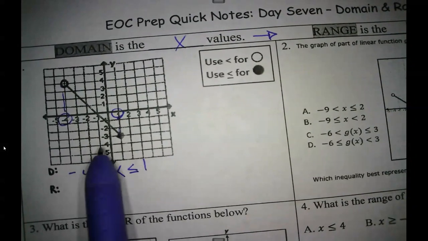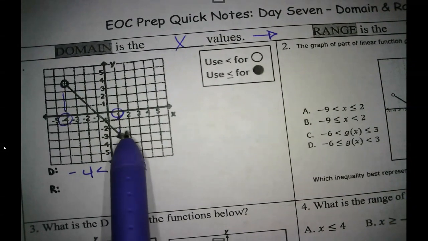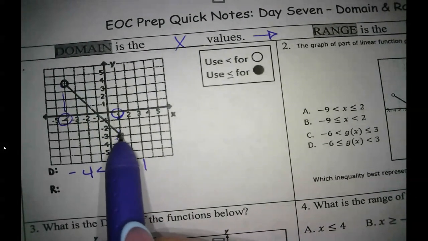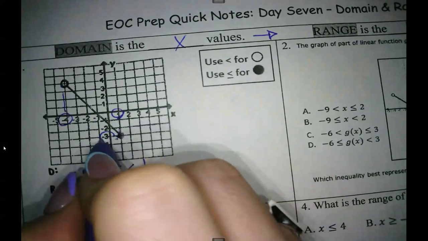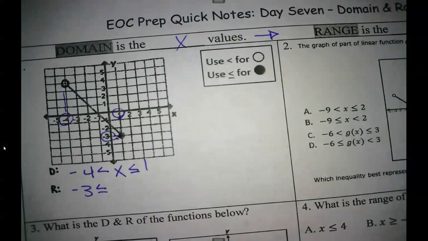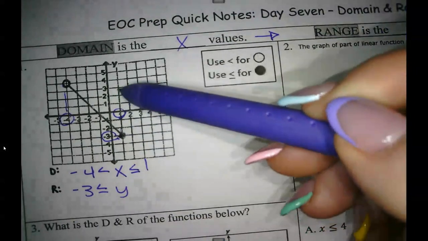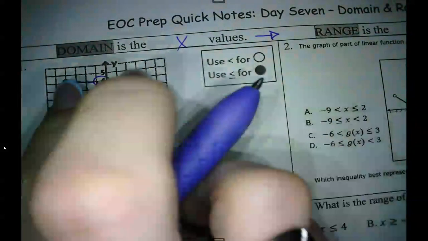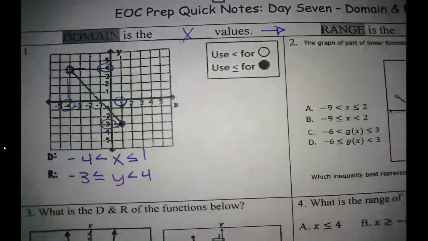We're going to do the same thing with our y's, starting at the bottom, working our way up. This is the bottommost value, and I look at the y-axis now, that's -3. We got a closed circle, so less than or equal to. We're doing with y's now, go all the way to this one. That's a +4. It's an open circle, so it's a less than symbol.